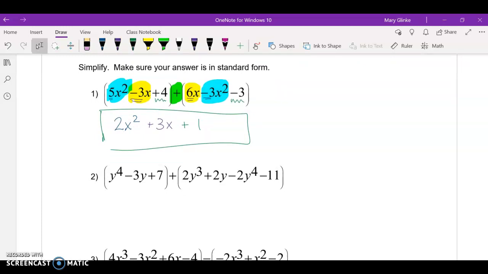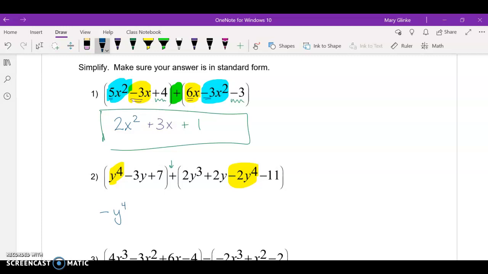So number 2, once again, notice there is a plus sign in between. That's important. We are adding these together. So we're going to find our highest degree, and I see a y to the fourth, and I don't see anything higher. So I'm going to combine my y to the fourth. 1 y to the fourth minus 2 y to the fourth becomes negative 1 y to the fourth. So you can write the negative 1, or you could just write it as negative.